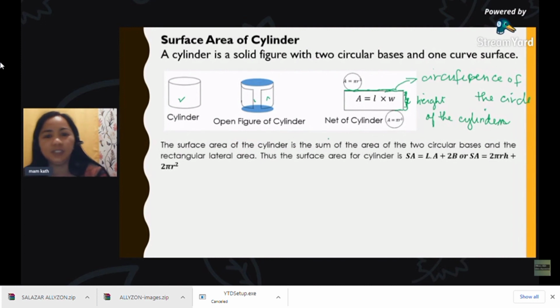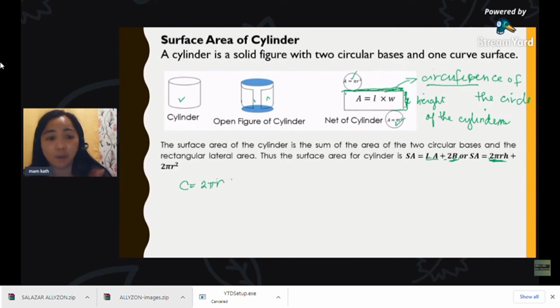The surface area of the cylinder is the sum of the area of two circular bases, yung area nito, plus the area of its rectangular lateral face. Kukunin mo yung area nitong rectangle. Thus, the surface area of a cylinder is equal to lateral area plus 2 times the area of the base. Pag capital B, that means area of the base. And therefore, we have here, surface area is equal to 2 pi r height. Ayan, saan galing yung 2 pi r height? Di ba ito, yung length ng rectangle is the circumference. Ano nga yung formula ng circumference? That is 2 pi r.